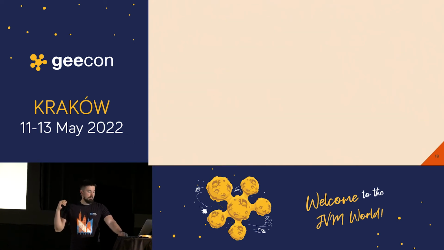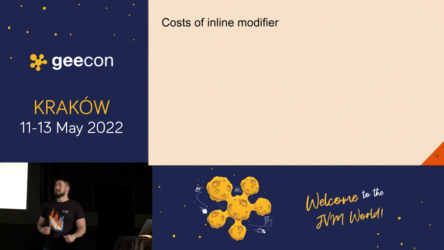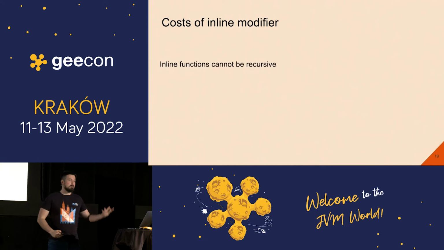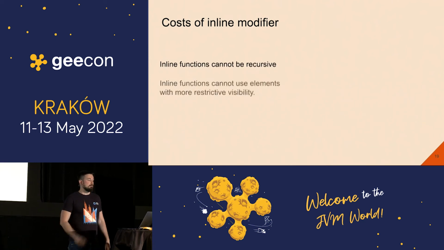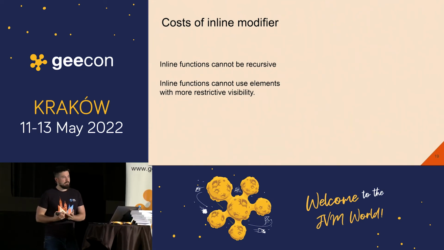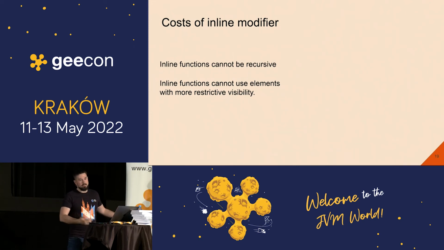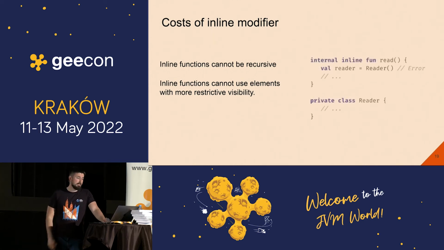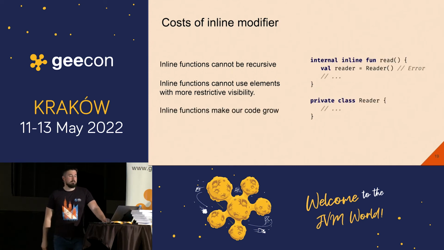Of course, the inline modifier has its costs as well, so it cannot be recursive for obvious reasons. We cannot use elements of more restrictive visibility in inline functions. It's because if they were inlined in a context that cannot see them, then your code would not work. That's also quite clear, and that's the biggest restriction. That's why it's basically useless for OOP. The inline modifier is practically only used for helper functions and utility functions in libraries, and it makes your code grow, which is a small problem, but still something.